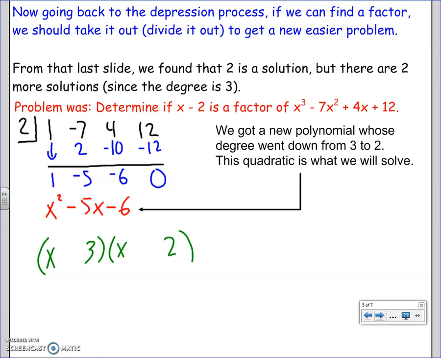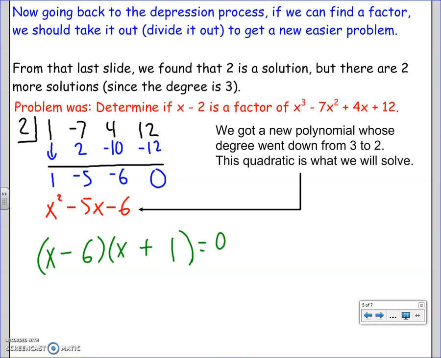Is a negative times a negative negative? Nope. So that's wrong. I'm going to guess 6 and 1. Can 1 and 6 make 5? Yes. 6 minus 1 is 5. I need a -5, so the 6 is negative, the 1 is positive, negative times positive is negative. We're good. Alright, so I guessed and checked correctly.